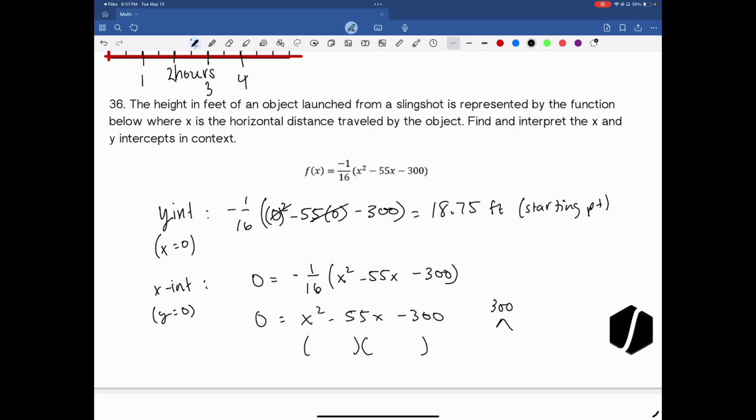300 would give me 60 and 5, but I'm going to do -60 and +5 because that'll give me -55. So I'll have x minus 60 and x plus 5 is equal to 0. So that would mean x is equal to 60 and x is equal to -5. 60 is the only one that makes sense. So the x-intercept would be kind of where or how far it traveled before it hit the ground.